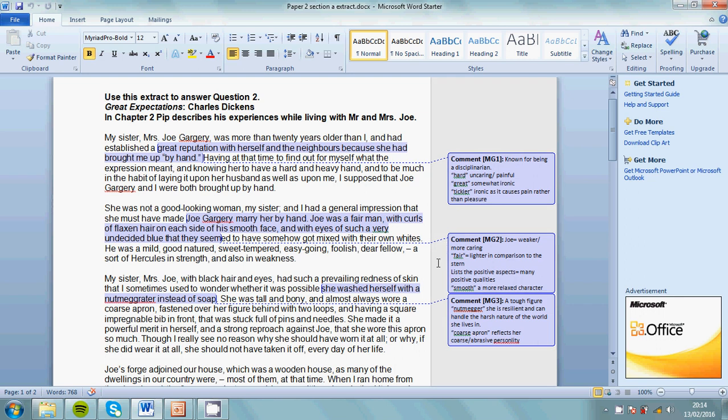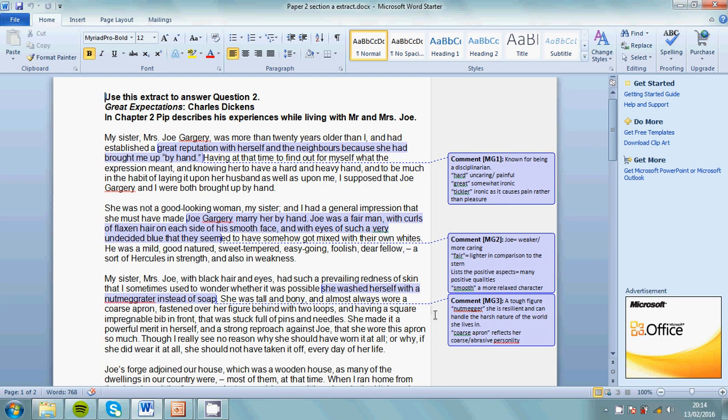And again, you can see here Joe is a weaker character, also more caring. So I've got a couple of ideas there again. Fair, lighter in comparison to the stern. Lists the positive aspects, and as my structure, smooth creates a more relaxed character. So I'm using the contrast between the two.